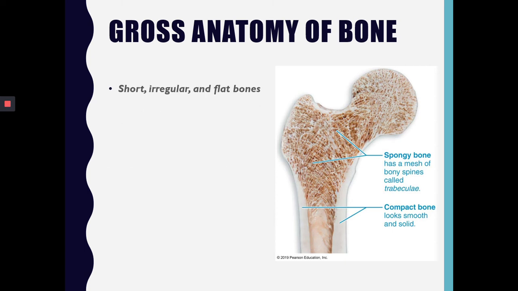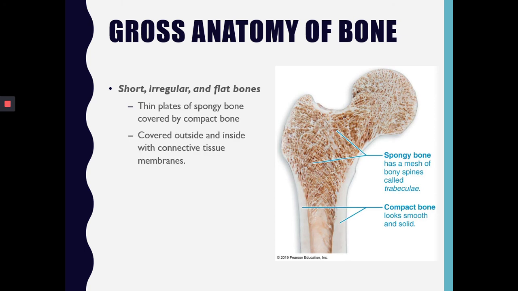Now again, when we talk about short, irregular, and flat bones, sometimes they are a little bit different as far as how the spongy bone and compact bone are positioned. These are thin plates of spongy bone covered by compact bone, so almost like a sandwich you might think of. You think of the compact bone being the bread, and then in between, maybe the peanut butter and jelly is the spongy bone tissue. So again, it's sandwiched between. A really good image of that you can see in your book on page 178.